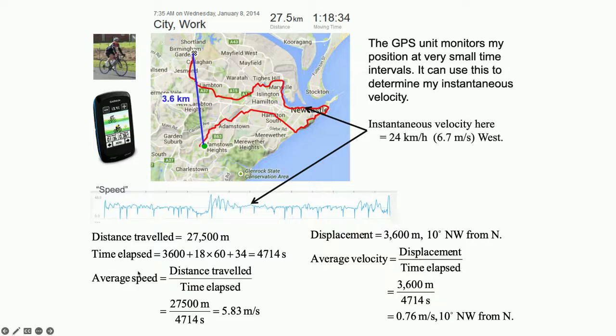So the speed is one with no direction. And so that's just going to be the distance travelled divided by the time elapsed. And again, the average velocity is going to be the displacement divided by the time elapsed. So that's the two differences there.